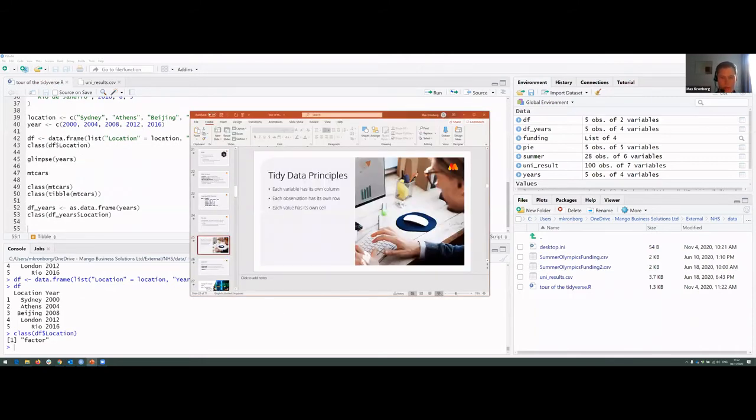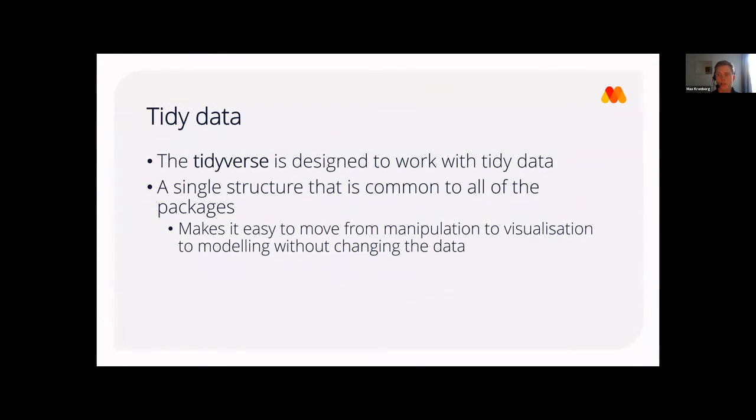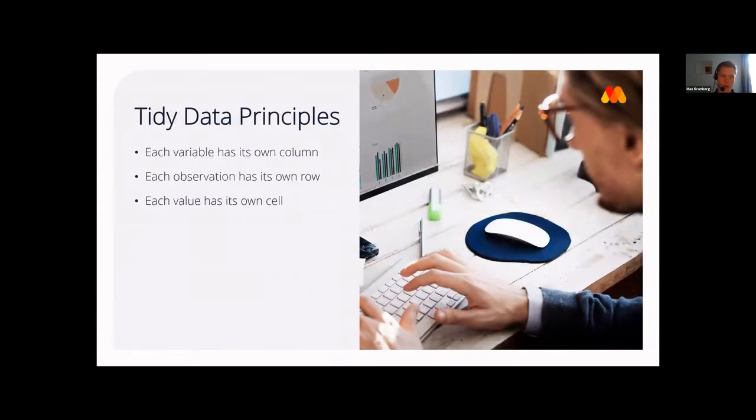We'll return to the tidy data principle. So like I said, the goal is to have tidy data and to have it within the same data structure throughout your workflow, just to save you time not having to convert things all the time. So these tidy data principles are that each variable has its own column, each observation has its own row, and each value has its own cell.